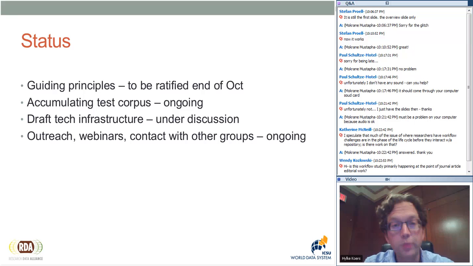We have started by building a test corpus of all these article data links by bringing together contributions from the different parties that are active in this effort. We have begun to work on a draft technical infrastructure, and we've done quite a bit of outreach through webinars, etc., and interactions with other groups that are working on similar things. And of course, this webinar is an example of that. Because apart from the technical work, what is really crucially important is to get buy-in and support from all of the main stakeholders. Because a central service only becomes a standard if really all the people who benefit from it will work with this.